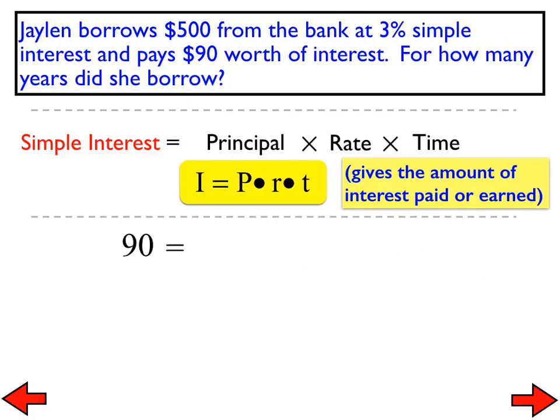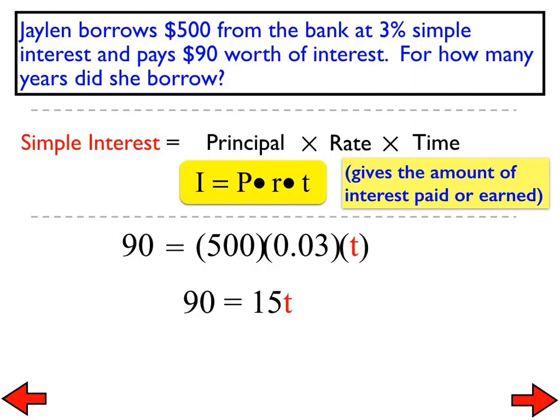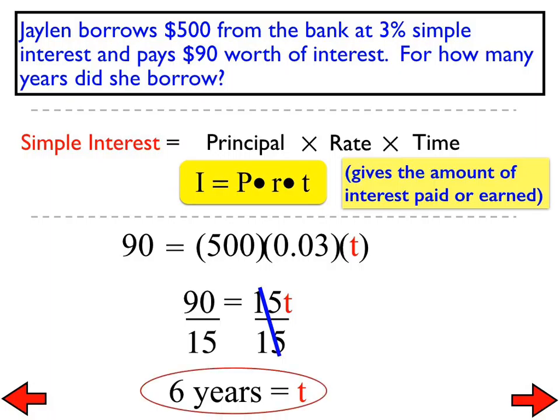So this time, we don't know the t, and we want to solve for it. It's just a regular equation that you know how to solve. P times R times T equals 90, but we're missing the t. So 500 times 0.03 is 15. And now it's just a one-step equation. How do I solve for t now? Divide both sides by 15. So t is 6 years.